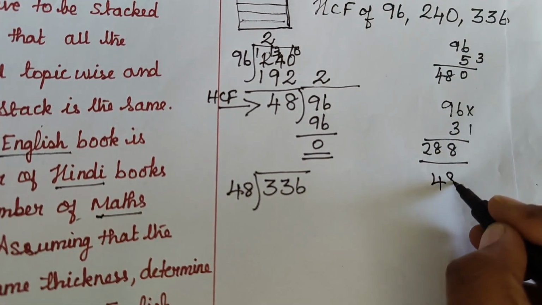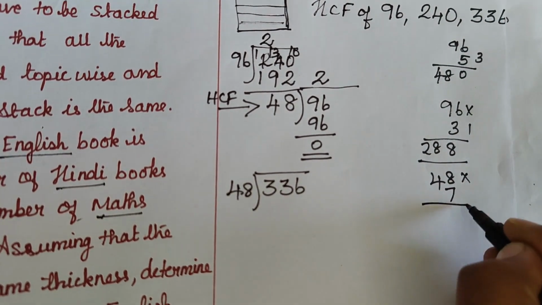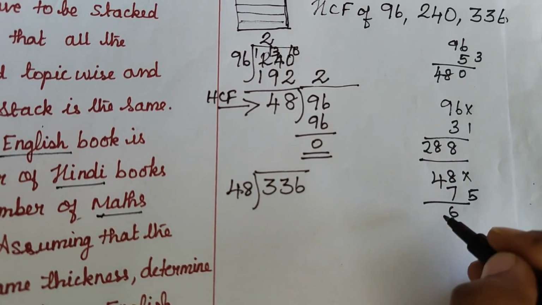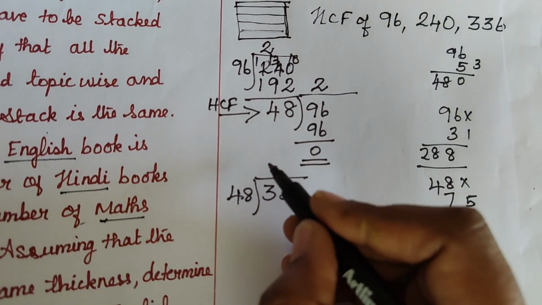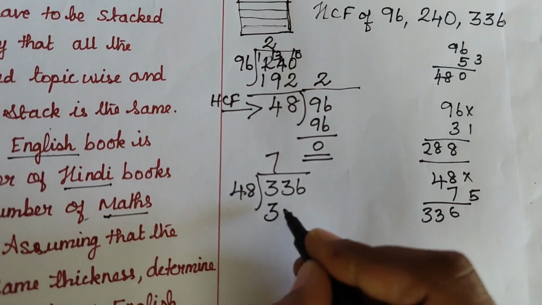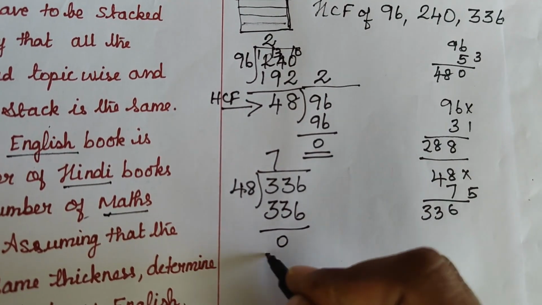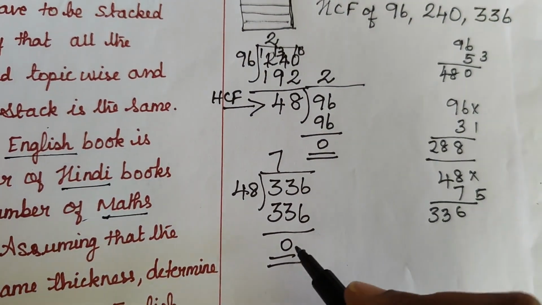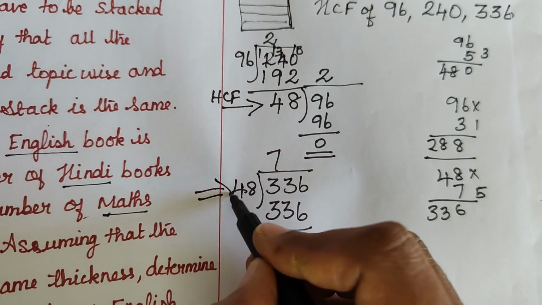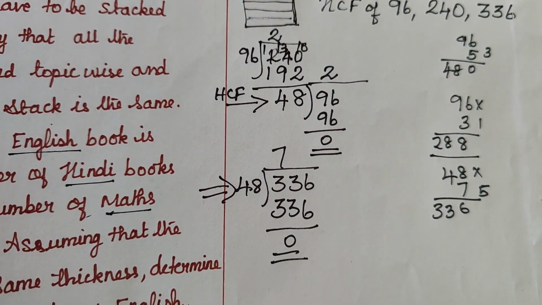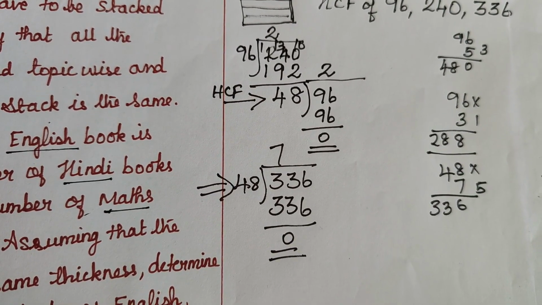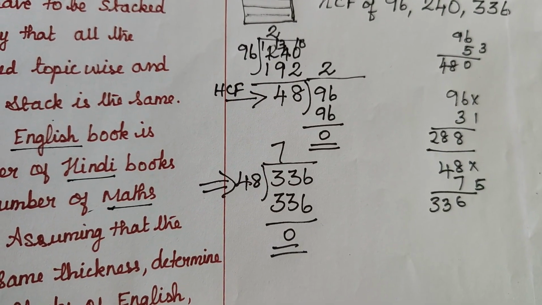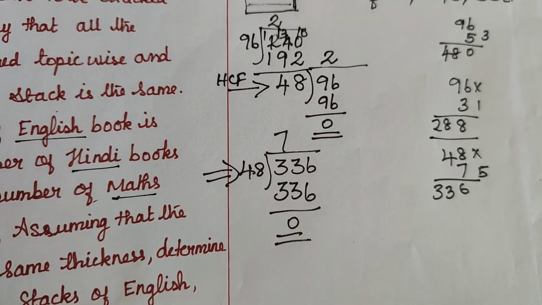I will try with 7 times. 8 sevens are 56, 5 balance. 4 sevens are 28 plus 5, 33. Yes, 7 times. On subtraction, we'll get 0. Where you get 0, that divisor is the HCF. So 48 divides 336 completely. So the HCF of 48 and 336 is 48. So the final HCF is 48.